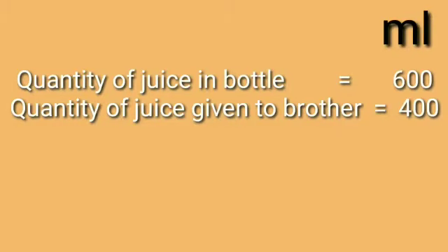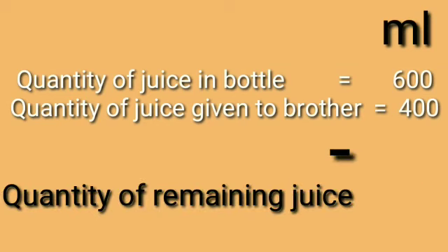Now let's see how we can solve this sum in written form. Dear students, quantity of juice in bottle was 600 milliliter and quantity of juice given to brother was 400 milliliter, and after subtracting 400 milliliter from 600 milliliter, we get remaining quantity of juice in bottle as 200 milliliter.